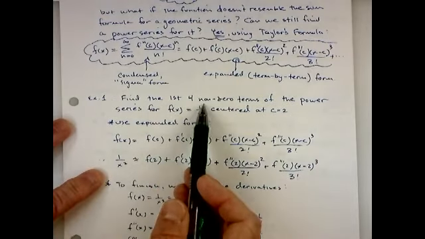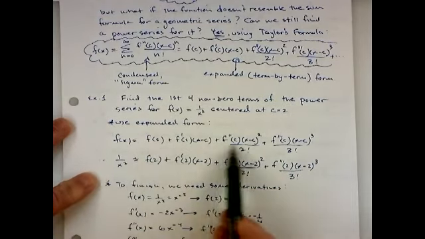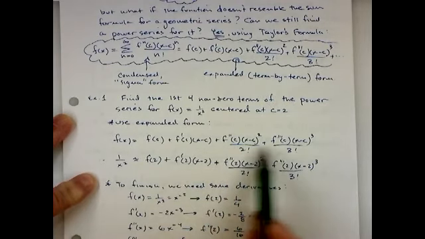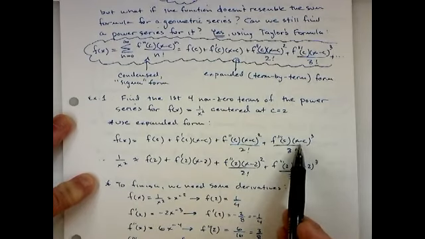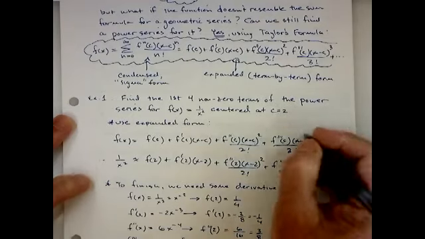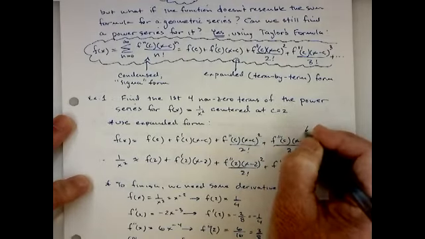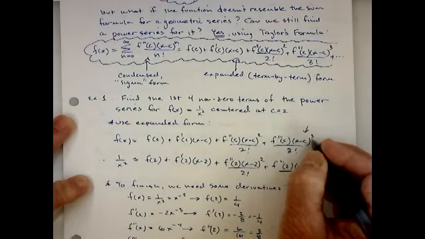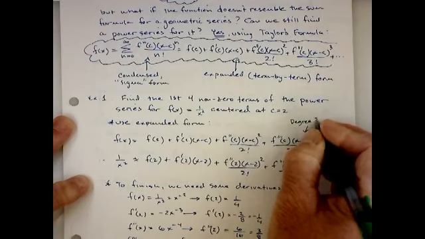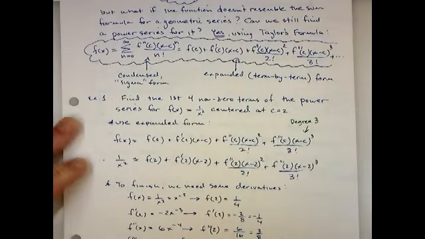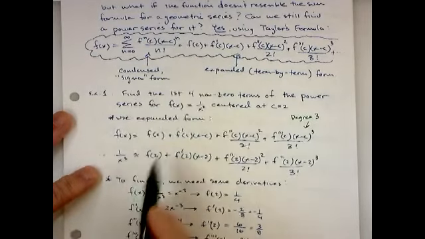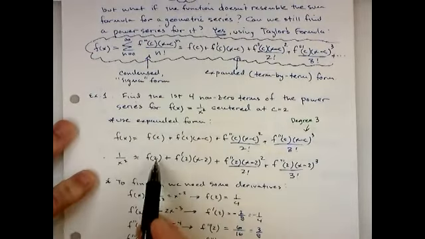Because it says the first 4 non-zero terms, we're going to use the expanded form and take it out. Now 4 terms, unless one of these is 0, is actually going to take us out to the third derivative, x minus c cubed over 3 factorial. So sometimes, like if we go this far, another way to express this is you're going to have a polynomial that's degree 3. So we could also have said a degree 3 power series or polynomial.